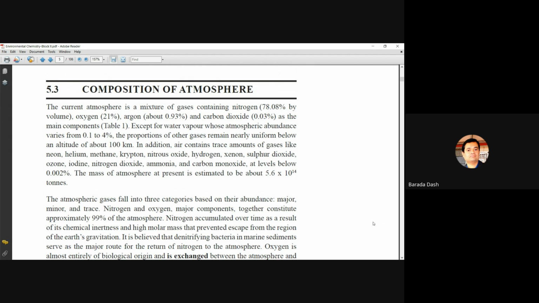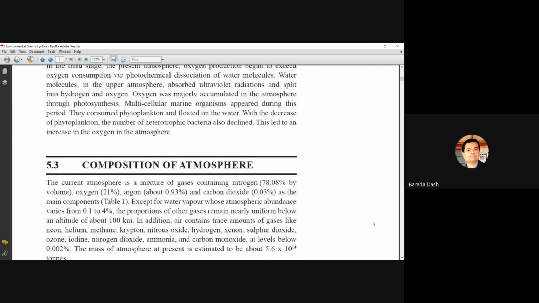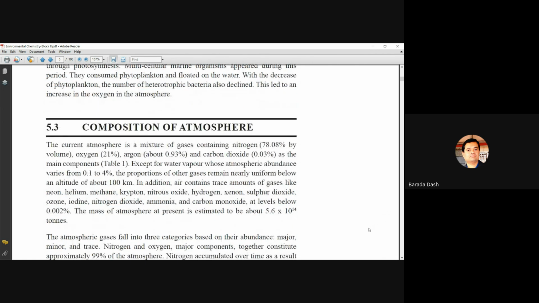The formation of life started to begin. So then we have bacteria or planktons in the water. They started photosynthesis, and photosynthesis also produced oxygen. So that's how the oxygen balance started, and oxygen formation and maintenance in the atmosphere started. So next, the composition of the atmosphere.